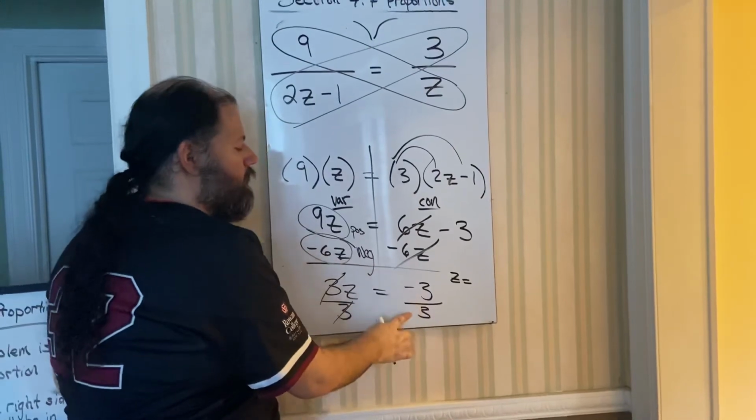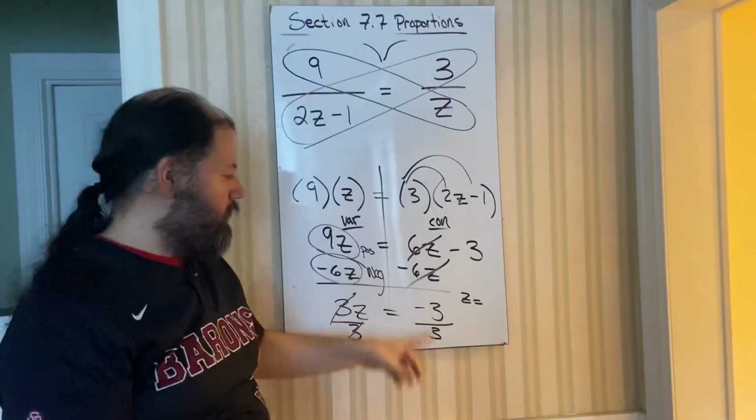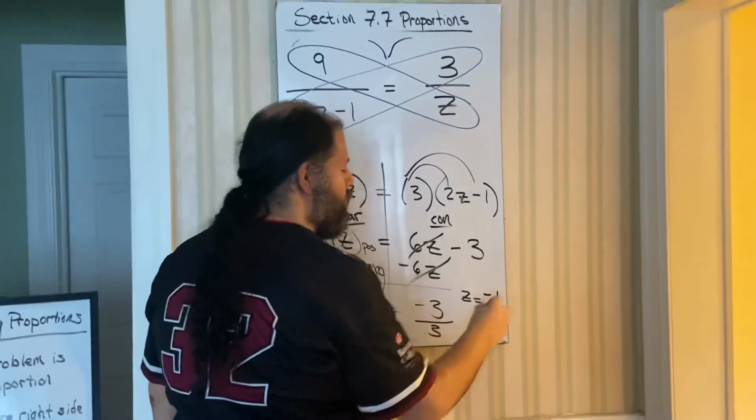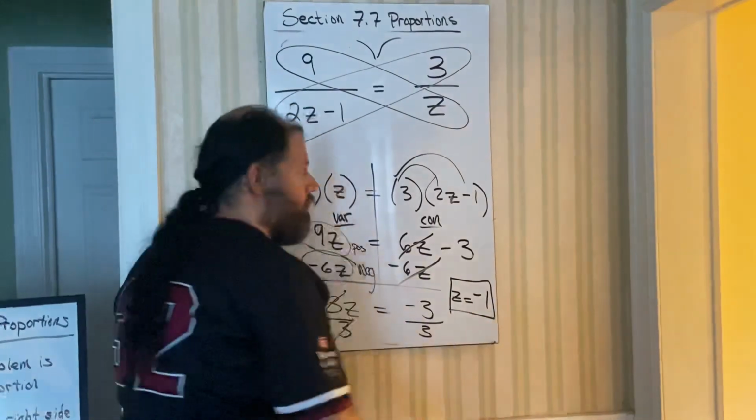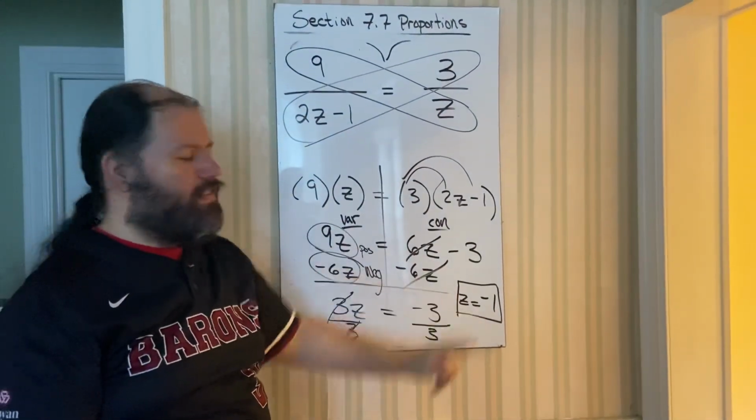And then negative 3 divided by positive 3. You should remember your tic-tac-toe board. Negative divided by a positive, you're going to get a negative 1. See how proportions are going to make life easier? No fractions, and we got our answer.